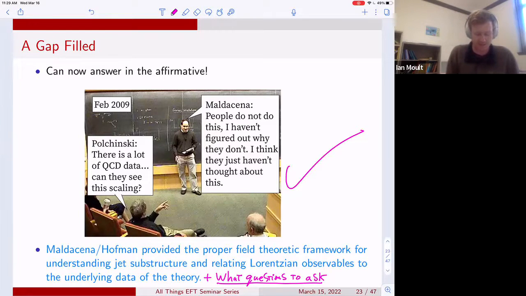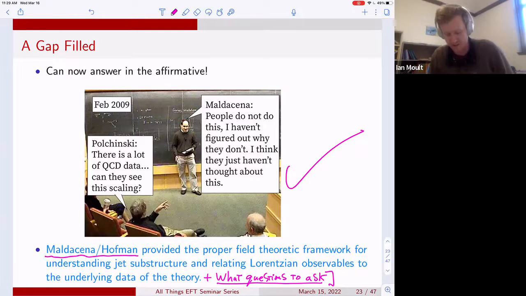And the real advance of this Maldacena-Hofman paper was to really understand the proper field theoretic framework for understanding jet substructure and how to relate these Lorentzian observables to the underlying data, in particular the anomalous dimensions of the theory. They really showed what questions one should ask. The way of determining this is to really understand the underlying structure of the field theory. And once you do this, you just get out these beautiful scaling behaviors without any of these additional algorithms which have long been used at the LHC.